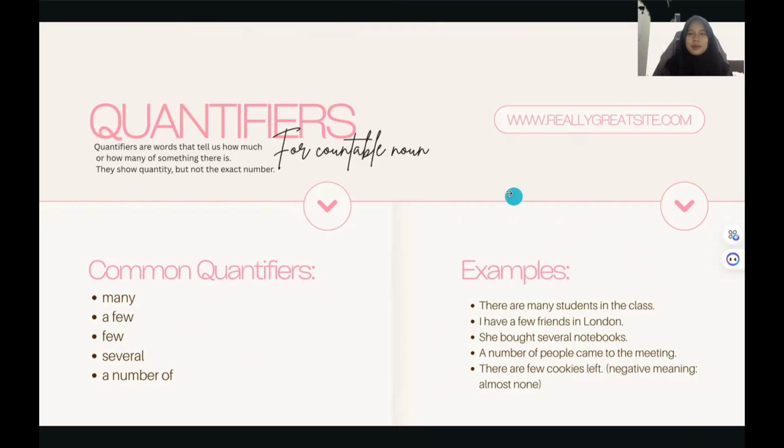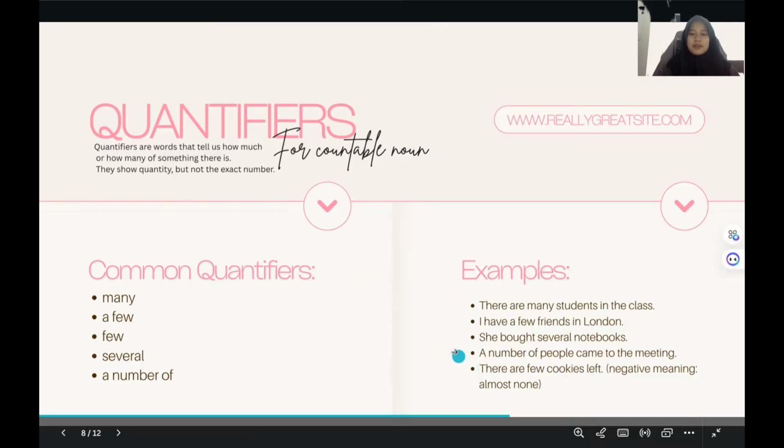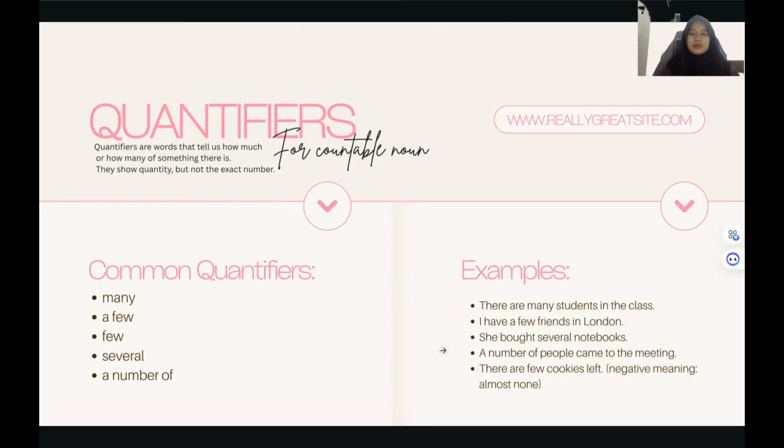Quantifiers. We talked about much and many before, but what are quantifiers? Well, quantifiers are words that tell us how much or how many of something there is. They show quantity but not the exact number. For a countable noun, common quantifiers are many, a few, several, a number of. For example, there are many students in the class. I have a few friends in London. She bought several notebooks. A number of people came to the meeting. There are a few cookies left.